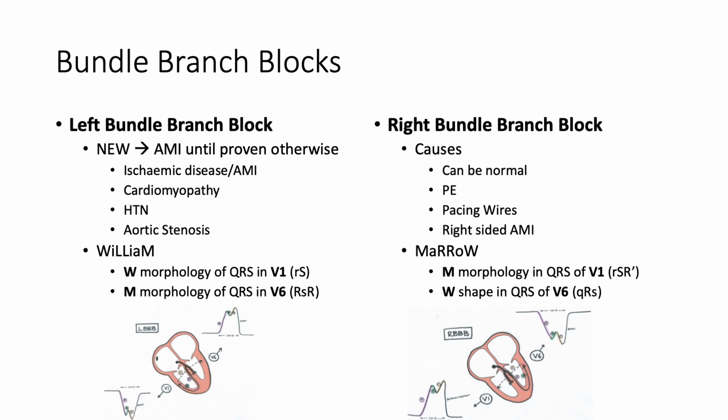So our bundle branch blocks are when we're looking at the QRS complex as well. If you have an ECG that has a new left bundle branch block, most people will be told, I've found that you have a left bundle branch block. This isn't really anything. But if they don't know that they had one, you should treat it as a heart attack. There are some other causes such as cardiomyopathy, high blood pressure, or aortic stenosis. But just be wary that a new left bundle branch block could be a heart attack.